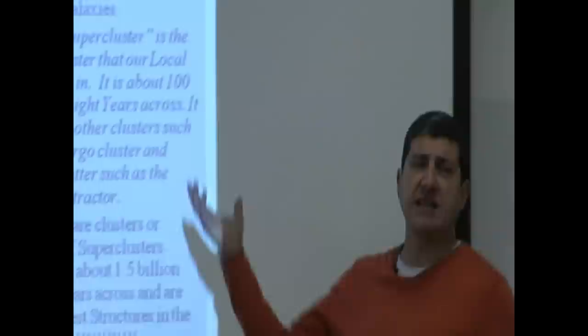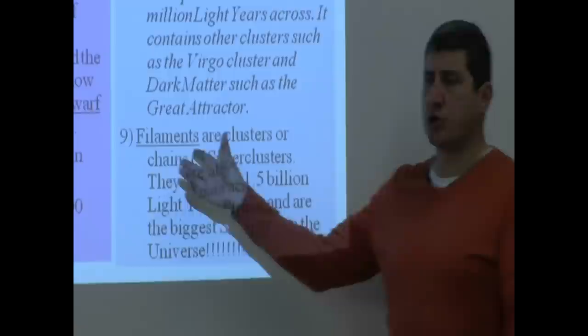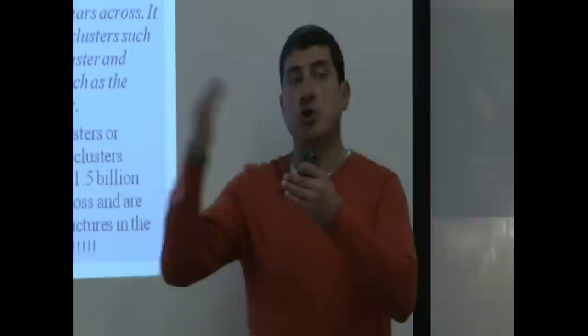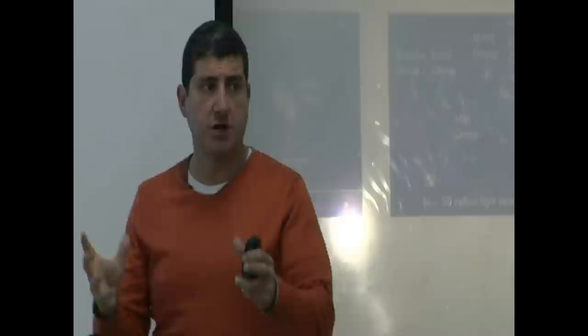Okay, and then we start coming outside of the superclusters. Even that begins looking small. And then the next structure we see are called filaments. Filaments are clusters or chains of superclusters. They are about 1.5 billion light years across and are the biggest structures in the universe. So next to the universe itself, this is about as large as a structure you can get. So a filament is a cluster of superclusters of a cluster of galaxies, you see?